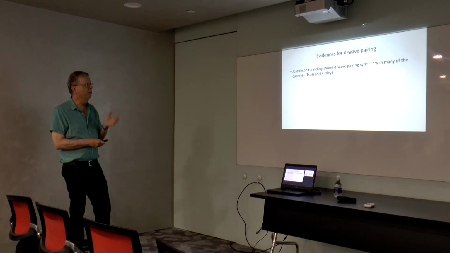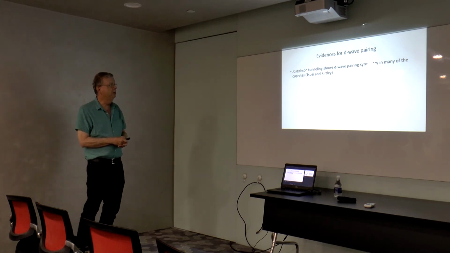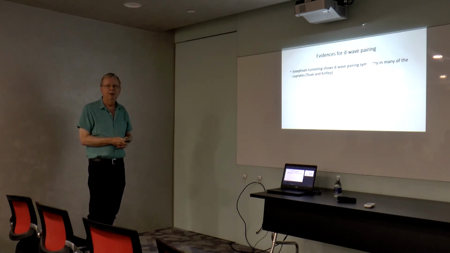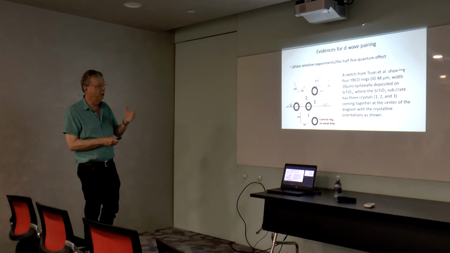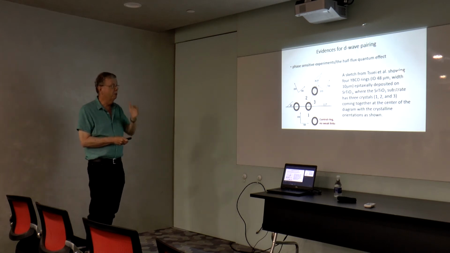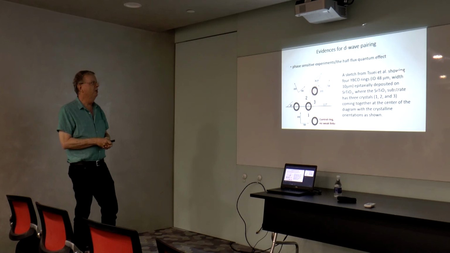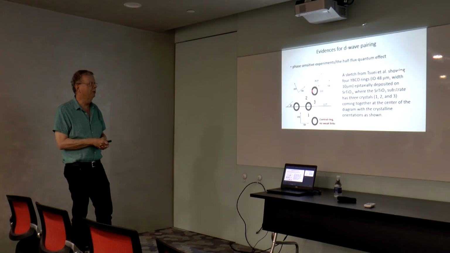So here's C.C. Tsui, my old boss, and Kirtley, using Josephson tunneling, which we talked about in lecture 1, showing D-wave pairing. Prepare to be amazed. Okay, so what they did was they made superconducting rings out of YBCO, which they think is a D-wave pairing X squared minus Y squared symmetry, they think. So they made superconducting rings out of YBCO, and here's the dimension if you want to know what scale this is.